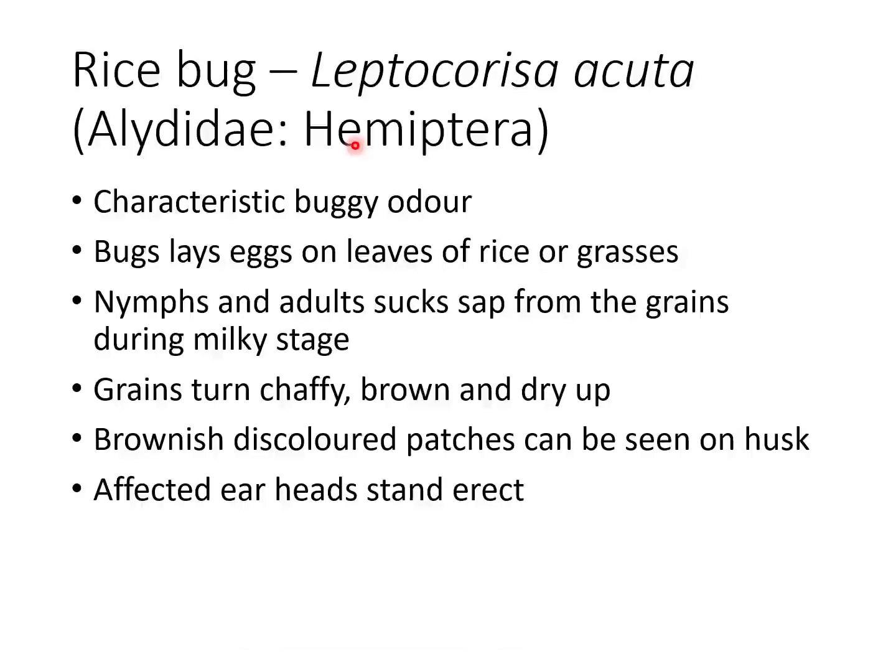Coming to the next important sucking pest of rice, that is rice bug, Leptocorisa acuta, belonging to the family Alydidae. Remember this family name, you won't normally come across this Alydidae family in other crops. They belong to order Hemiptera. This is the pest which we normally say in Malayalam as chari.